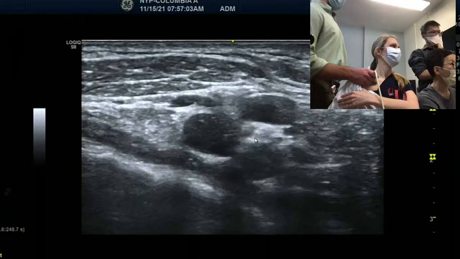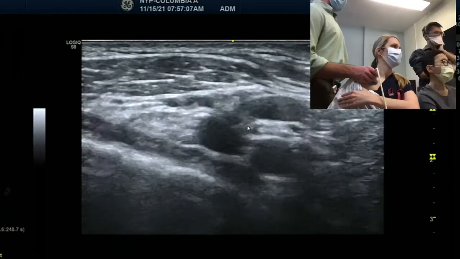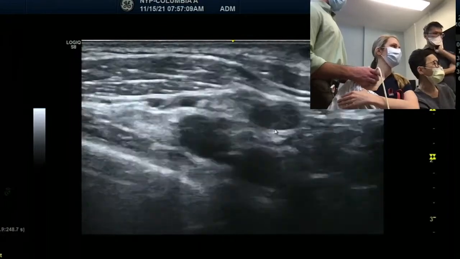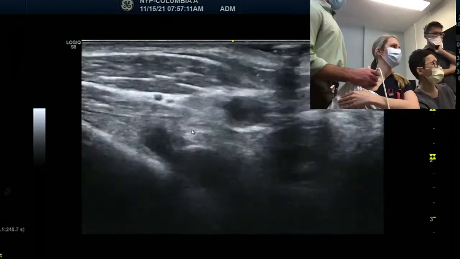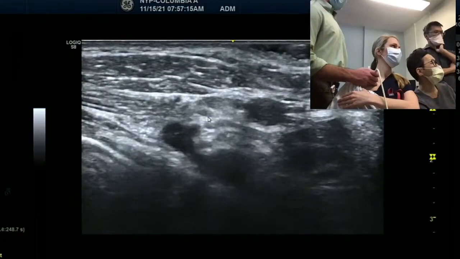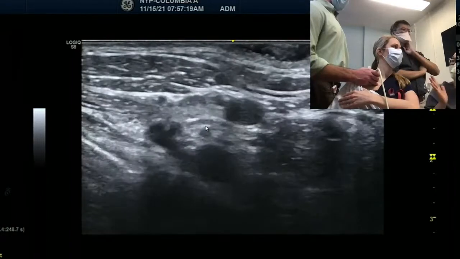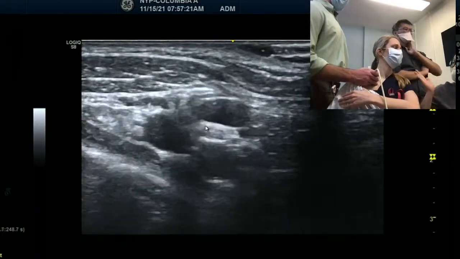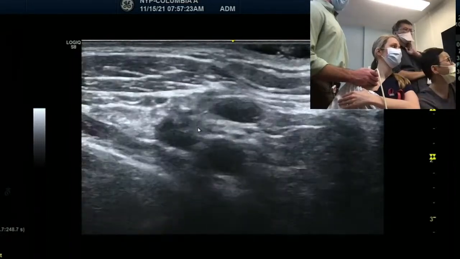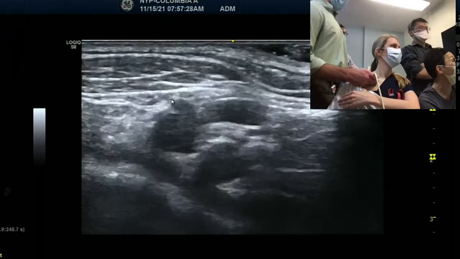The posterior cord is on... They are like surrounding the axillary artery. So I cannot tell. I see only one part. He could be the lateral cord. Oh, makes sense. The lateral cord provides the lateral pectoral nerve. So look at this. It's coming from right here. That's what I'm trying to say. Coming from here to here.